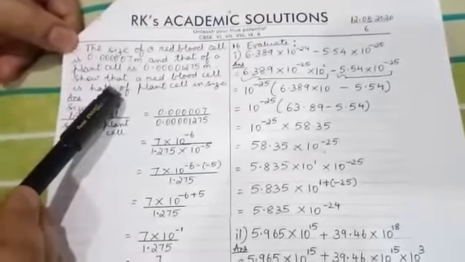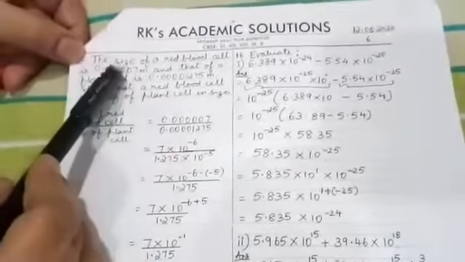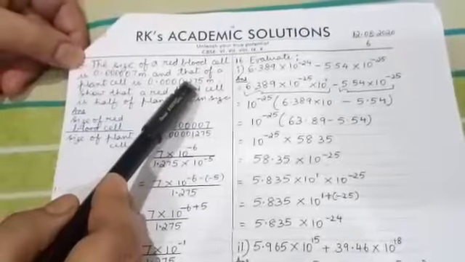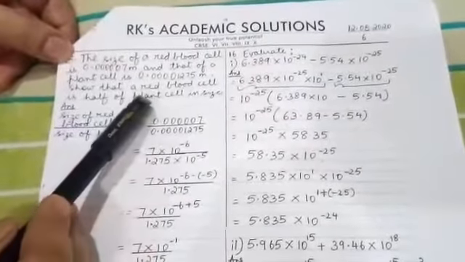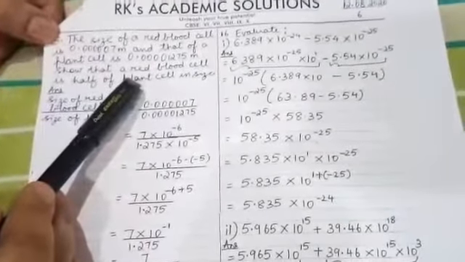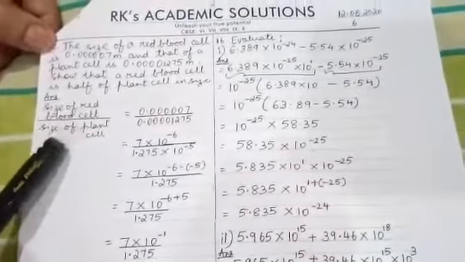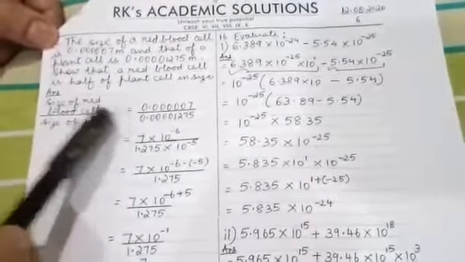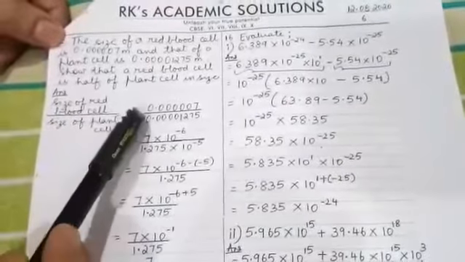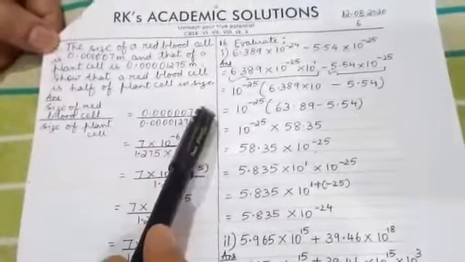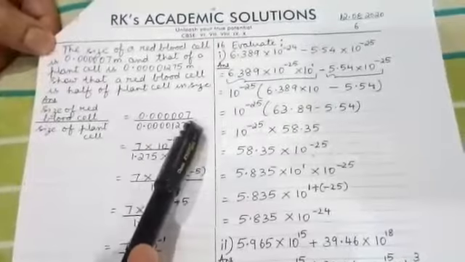In this question, we are given the size of a red blood cell and the size of a plant cell. We need to compare their sizes. So to compare their sizes, we need to find their ratio. So see here, size of red blood cell over size of plant cell equals, this is the size of the red blood cell given to us and this is the size of the plant cell.